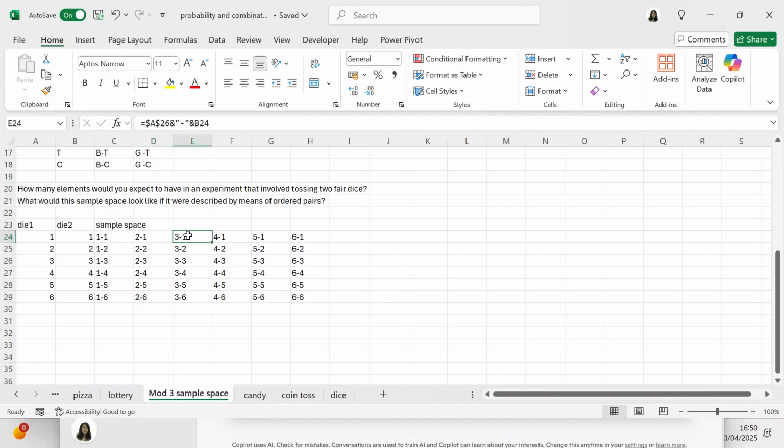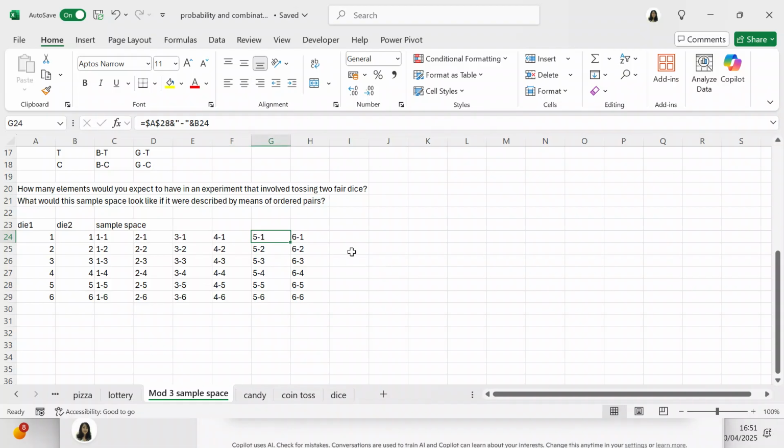For number 3 is $A$26 minus $B$24, and then you copy that all the way down to row 6. And for number 4, you have $A$27 minus $B$24, and you copy and paste that down to row 6.